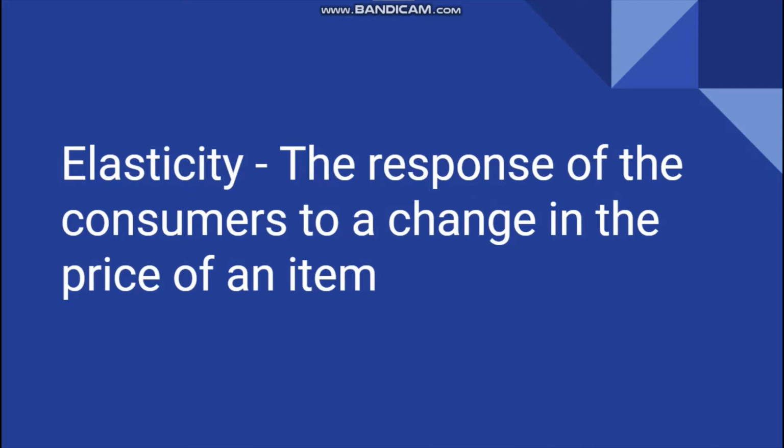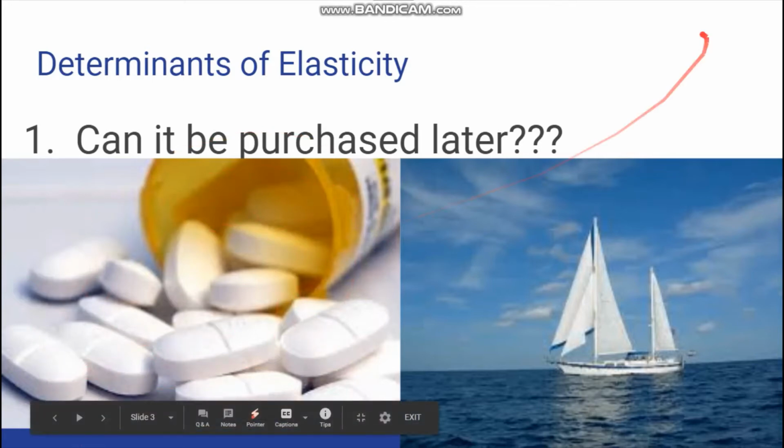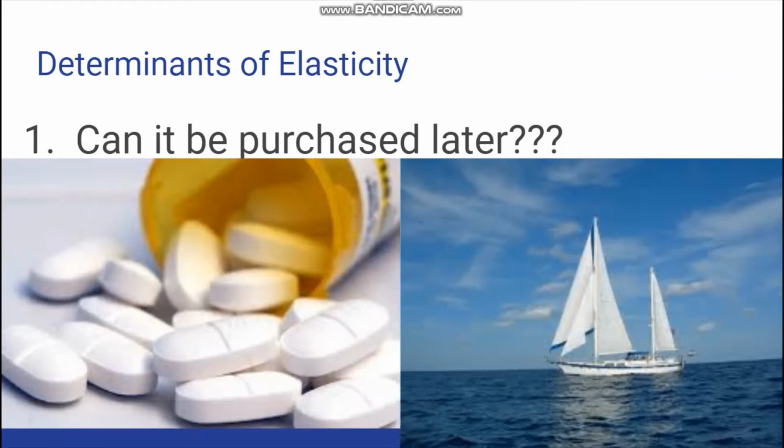Okay. And there are three questions that we ask when it comes to figuring out the elasticity of an item, estimating it, if you will. The first one is, can it be purchased later? Is it something that I can delay? Medicine, for example, is something that I cannot delay. I cannot purchase that later. I need that now, especially if it's a life-saving medication or something like that.